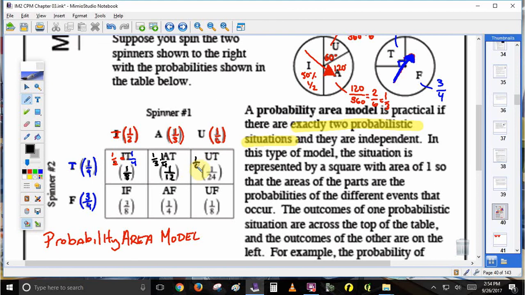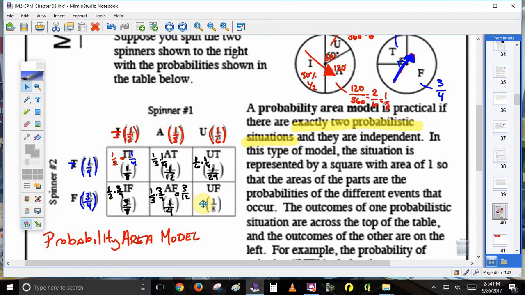U and T would be 1/6 times 1/4, or 1/24. Remember, when you multiply fractions, you multiply the two top numbers. So 1 times 1 is 1, and 6 times 4 is 24. IF would be 1/2 times 3/4, which would be 3/8. AF, 1/3 times 3/4, which reduces to 1/4. Initially you would get 3/12 and need to reduce that to 1/4.